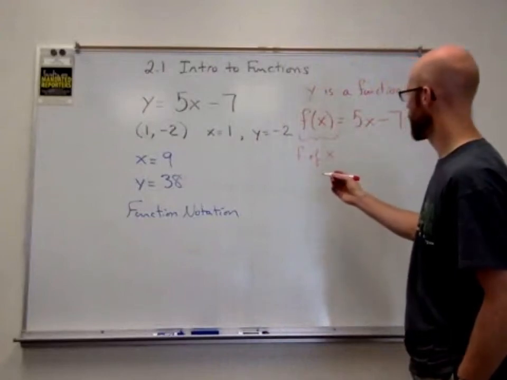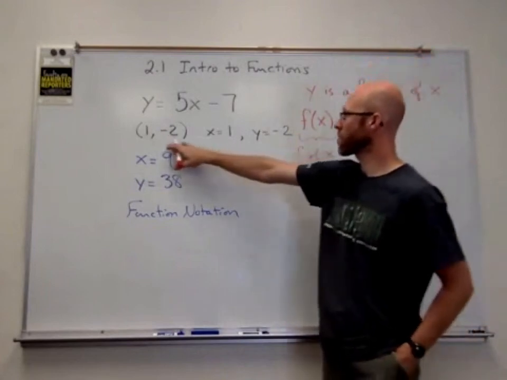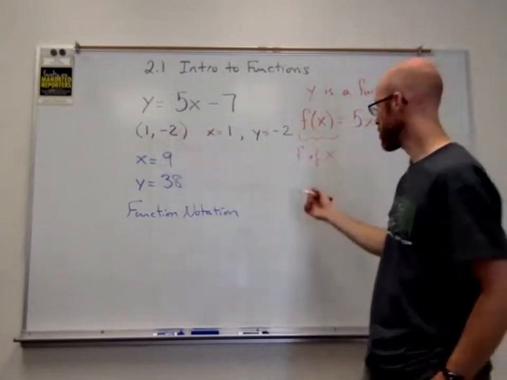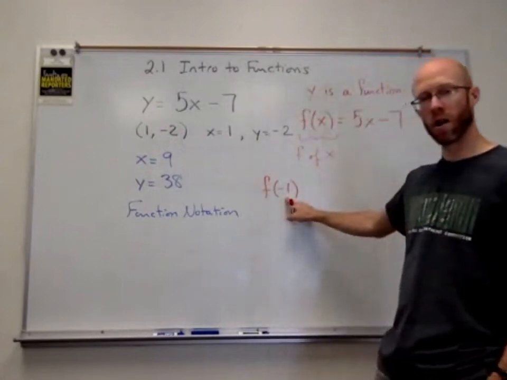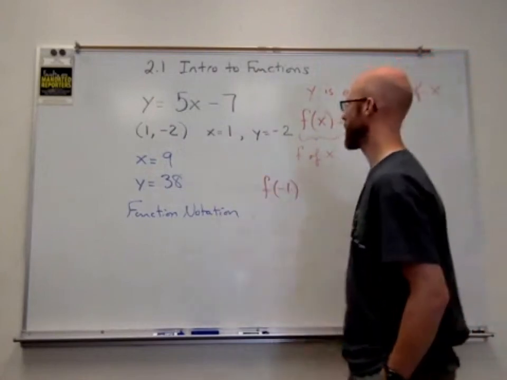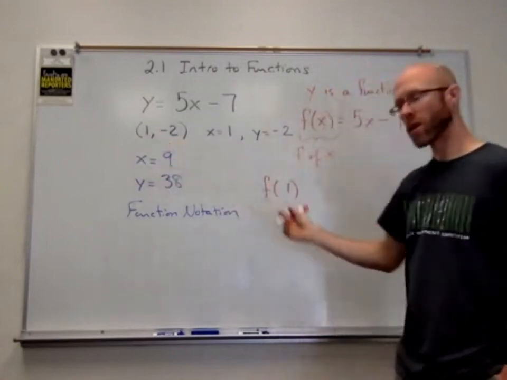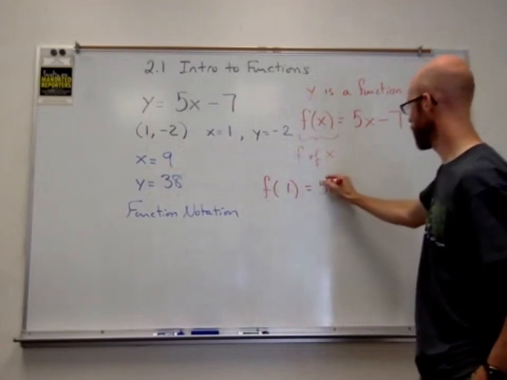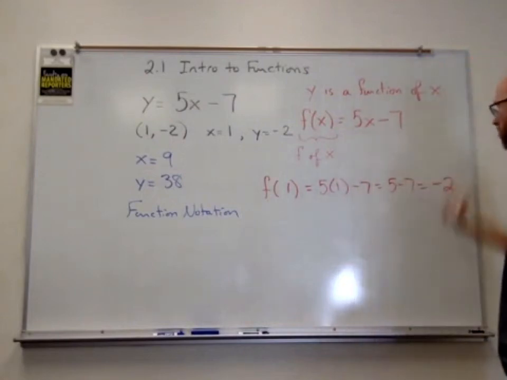So let's see. In this example here, I had the point (1, -2). I can represent that in function notation by writing f of 1. Remember, the x value is the number you're plugging in. I'm sorry, not negative 1, positive 1. And then the negative 2 is what you get out. So f of 1 is equal to 5 times 1 minus 7, 5 minus 7, which is negative 2.